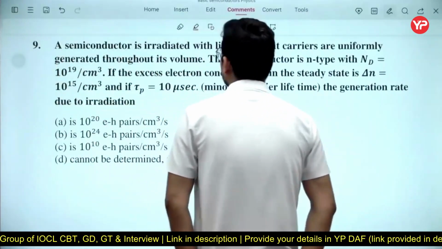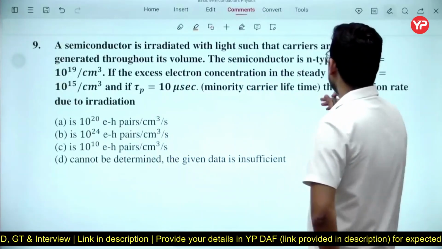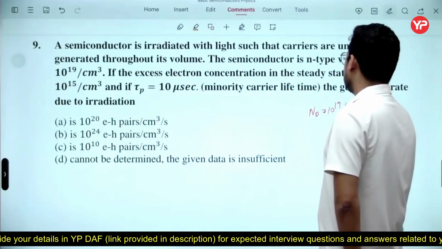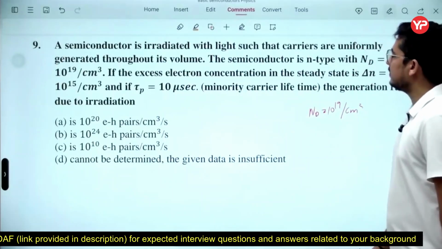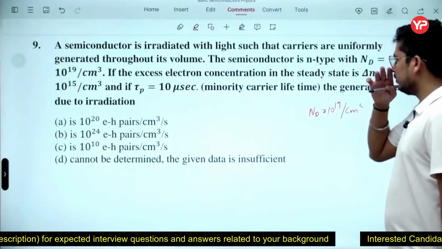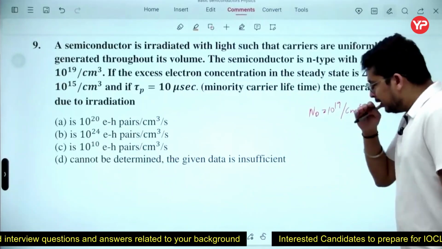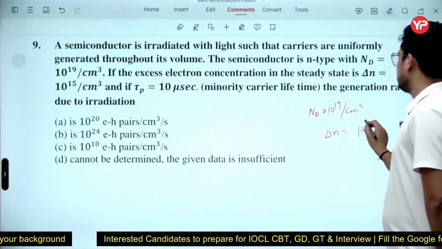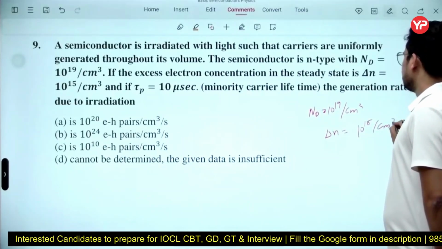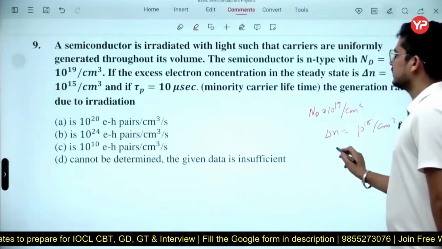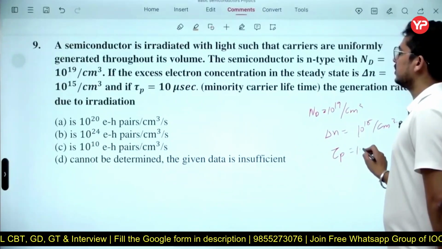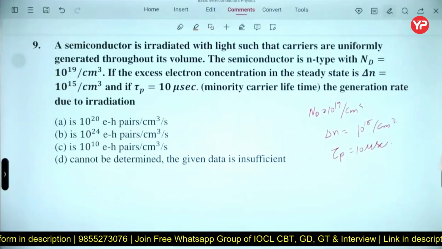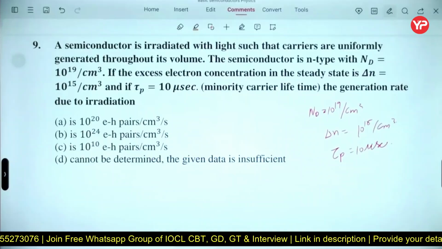Let's discuss it also. He says that the semiconductor is n-type. It has a donor impurity concentration of 10 raised to power 19 per centimeter cube. The excess electron concentration, delta n, is 10 raised to power 15 per centimeter cube. And tau p is the minority carrier lifetime. Then the generation rate due to radiation.